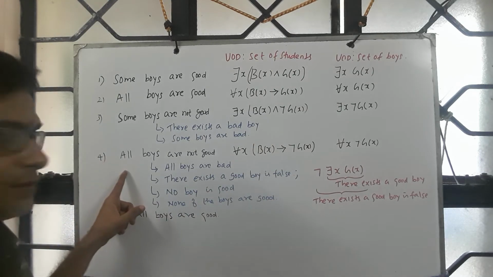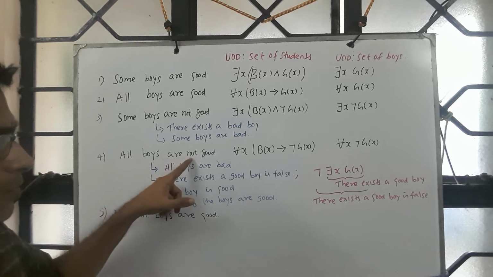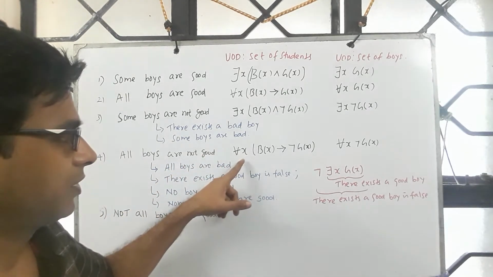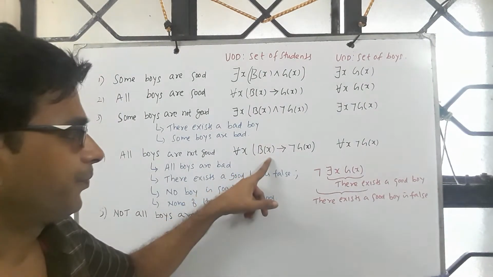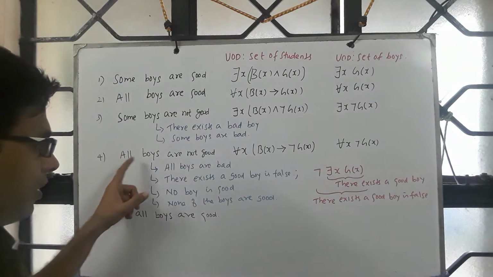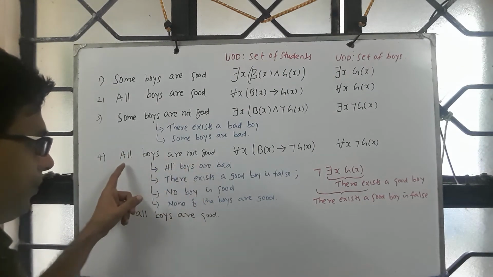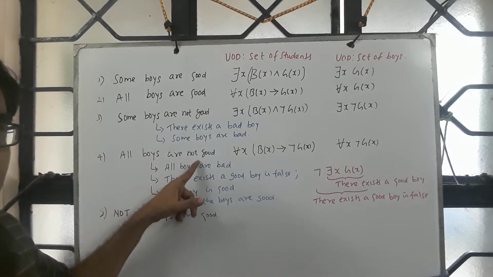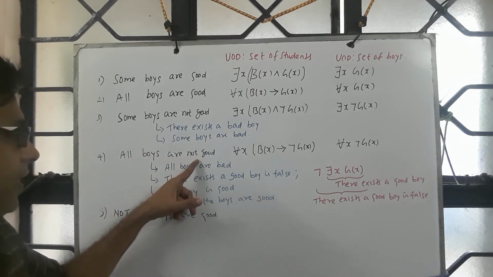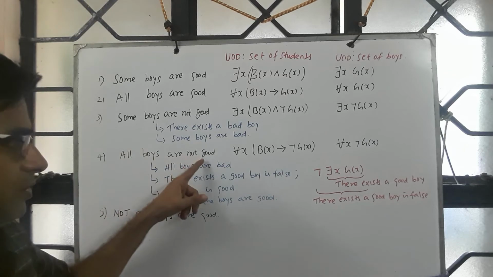Let's look at this. All boys are not good. So for all x, if x is a boy, imply x is not good. So it says all boys are not good. If you pick any boy, he is not good. If you choose an arbitrary boy, he is not good. Each boy in the class is not good.